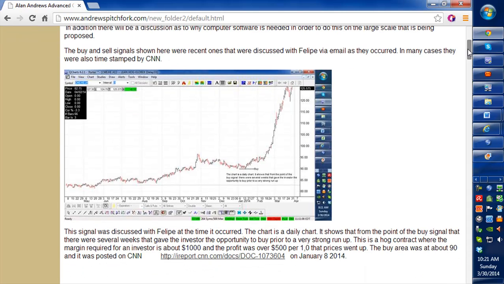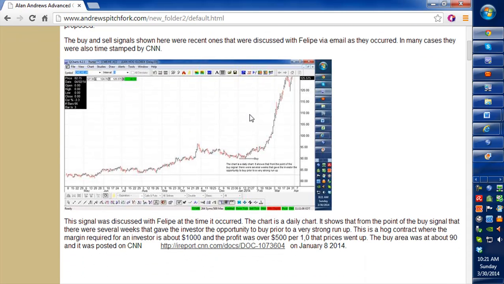What we're going to do is show you some buy and sell signals historically, and we're going to limit ourselves to ones that were time-stamped by CNN. So we're not just going to take any ones that happen to have occurred in the past in a simulated mode, but ones that were presented on CNN and timestamped by them.